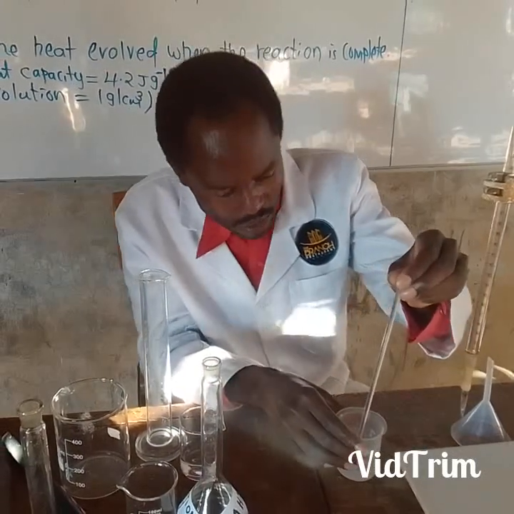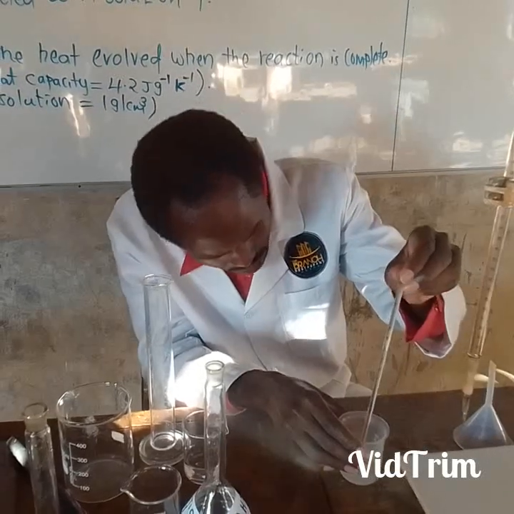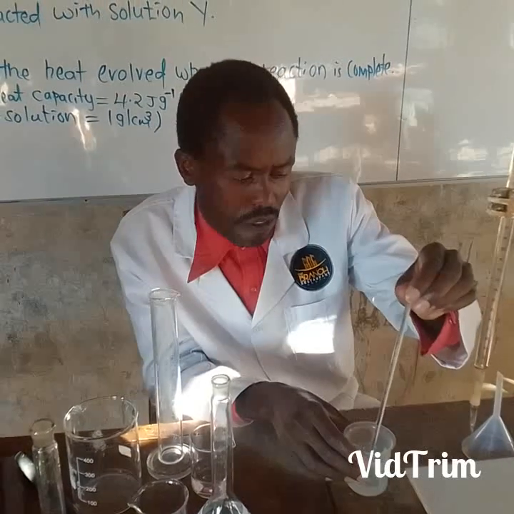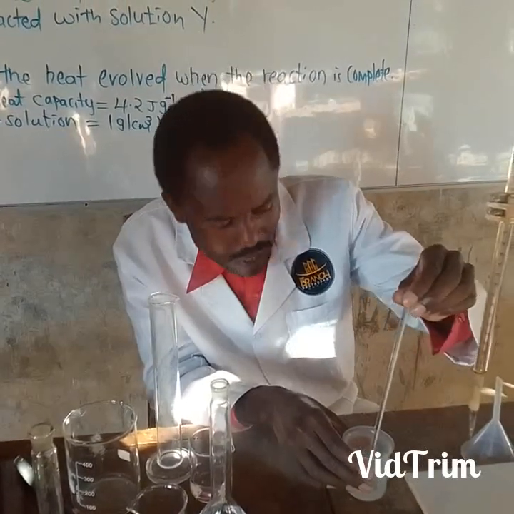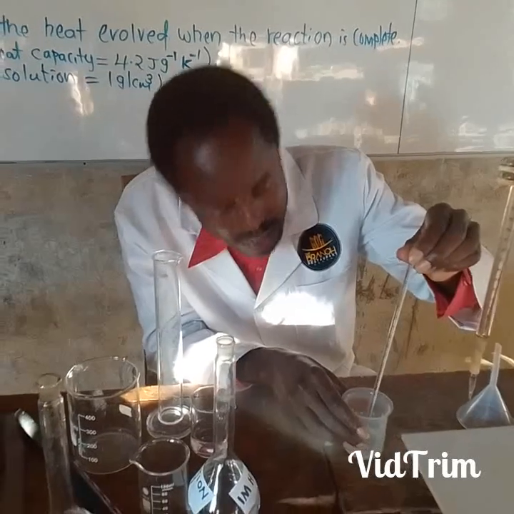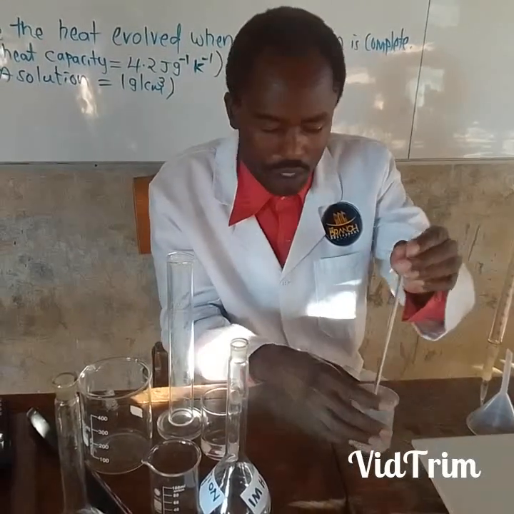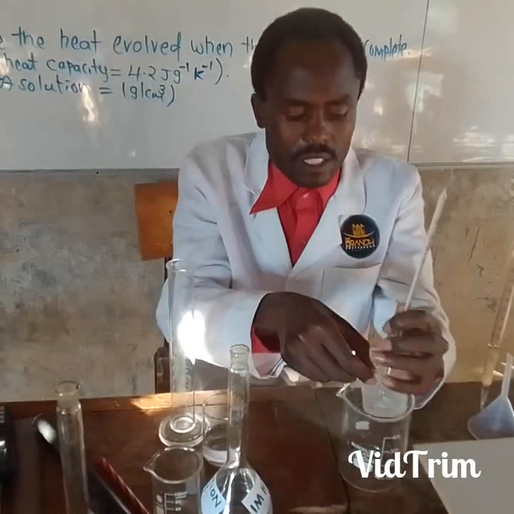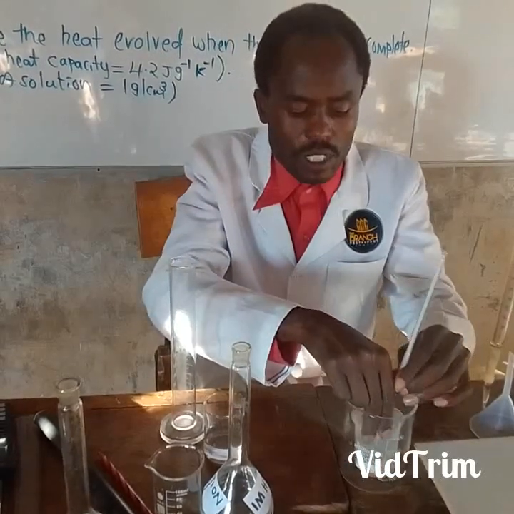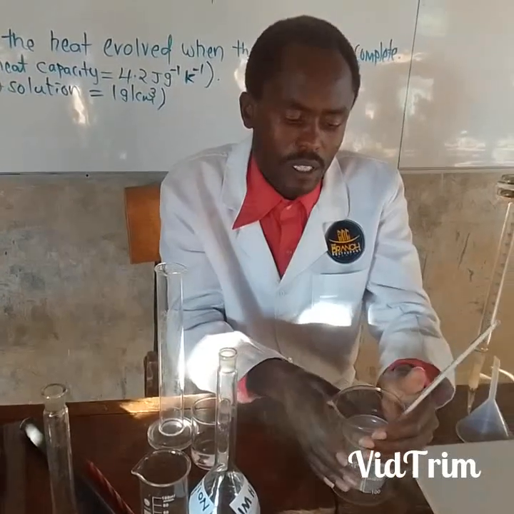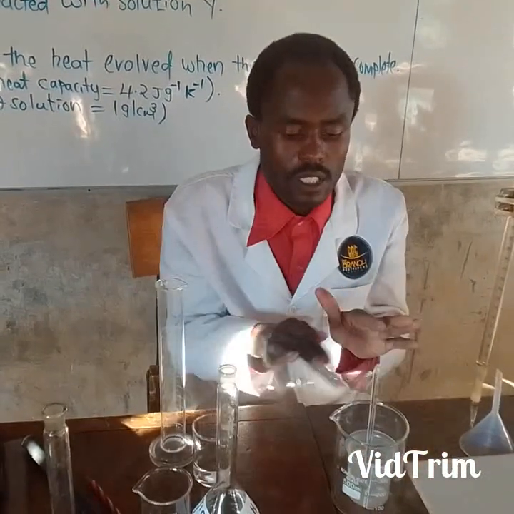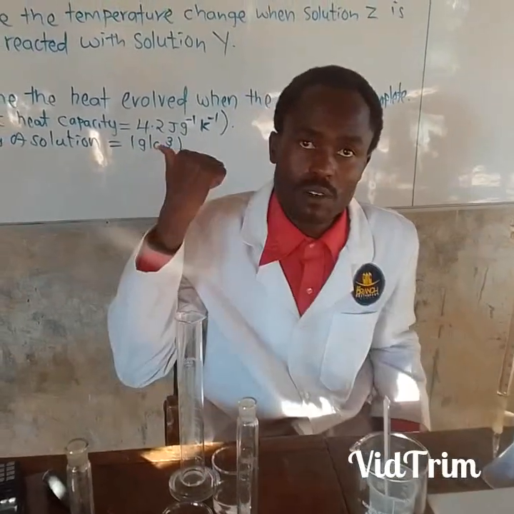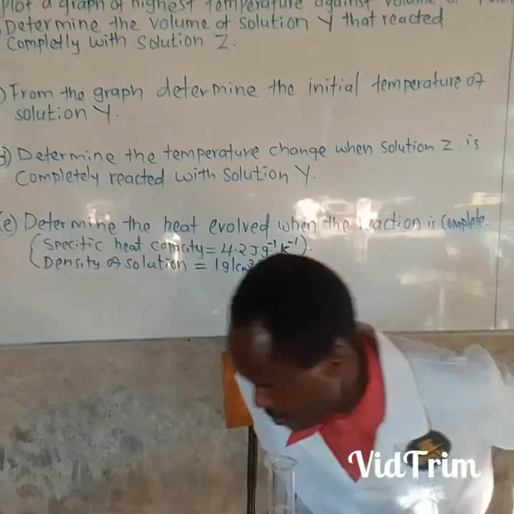Thank you. So the highest temperature reached here is 19.0. From 17.5 it has come to 19.0. So to ensure that this thermometer stays in this solution, let me put it inside this beaker so that the beaker will help me to ensure that the thermometer remains in the solution. Is it okay? Let us now complete the table slowly by slowly, please.